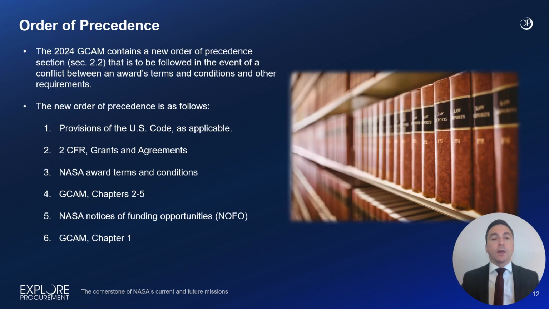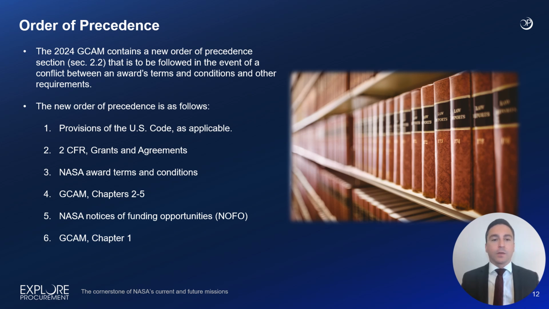The GCAM's introduction section contains a new order of precedence section, section 2.2. The purpose of the order of precedence is to clarify which policies should be followed in the event of a conflict between an award's terms and conditions and other requirements. The order of precedence is as follows.